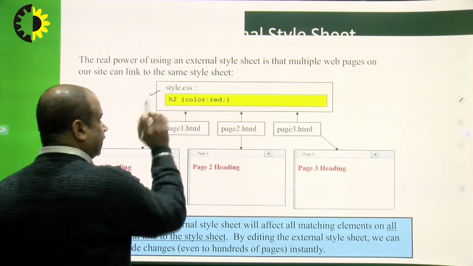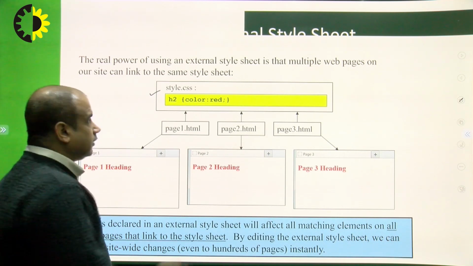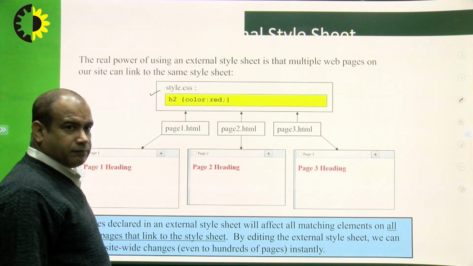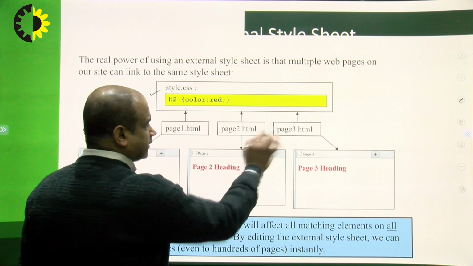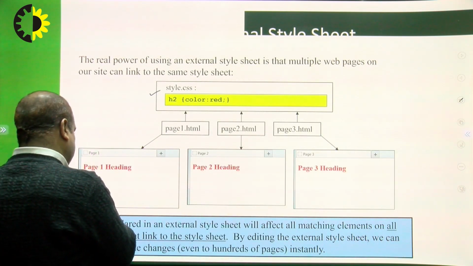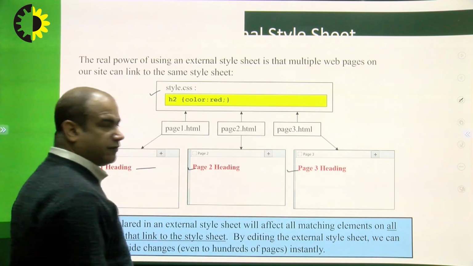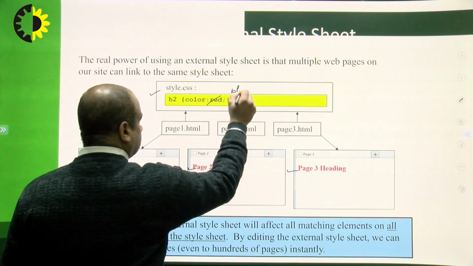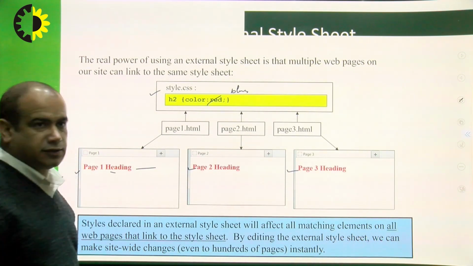So see here, I create one single file, style.css. The style is h2 color red. Page 1 contains h2, page 2 contains h2, page 3 contains h2. All web pages whose h2 is applied, all will be colored red. If I make it blue, all color will become blue. So it will affect all the web pages.